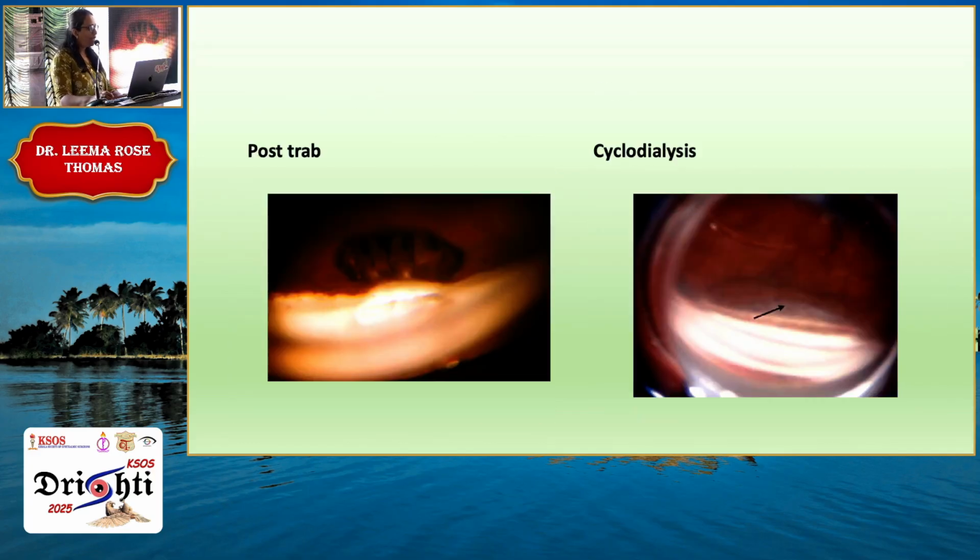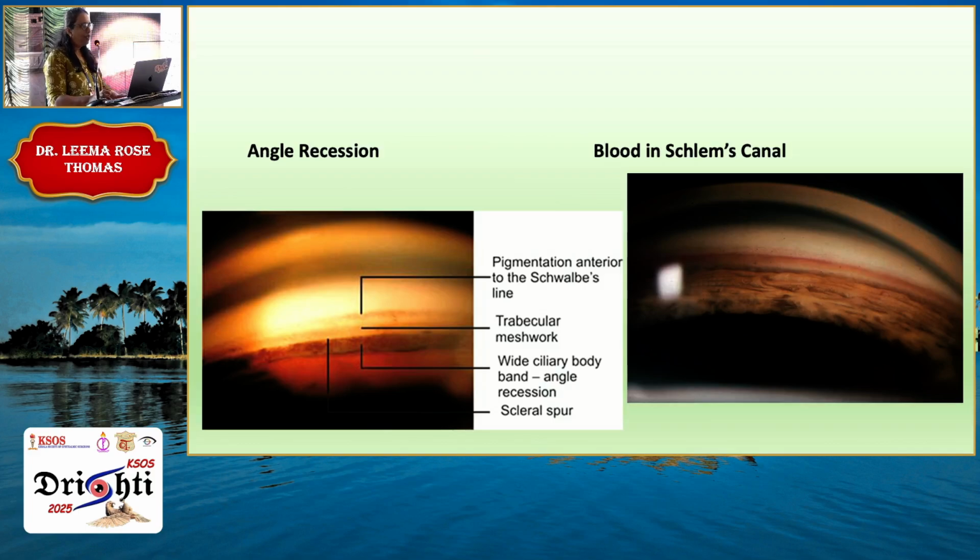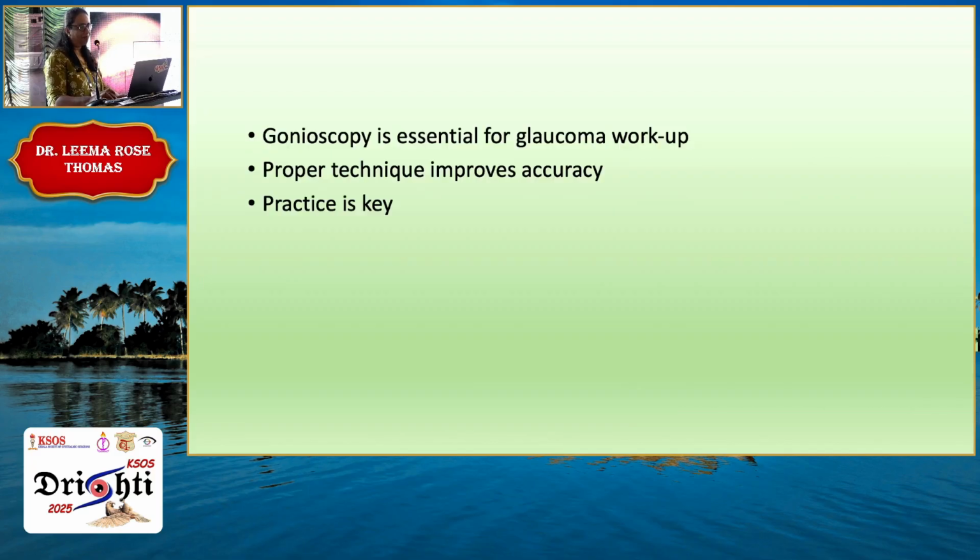In a post-trab, you can look for the health of the ostium, whether the ostium is open and whether something has clogged the ostium. And also in trauma, you should look for the cyclodialysis cleft. Angle recession is the irregular widening of the ciliary body band. And blood in Schlemm's canal is an important finding in secondary glaucomas due to increased episcleral venous pressure. But prolonged gonioscopy using a Goldmann mirror can also produce blood in Schlemm's canal.